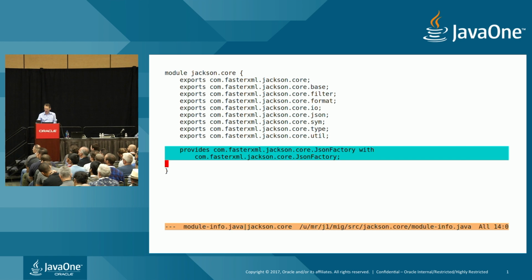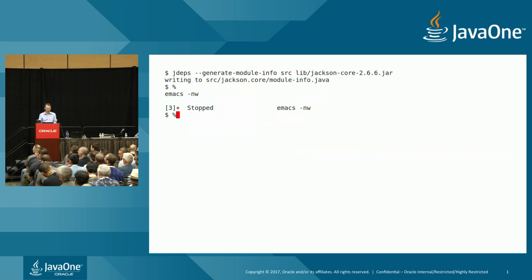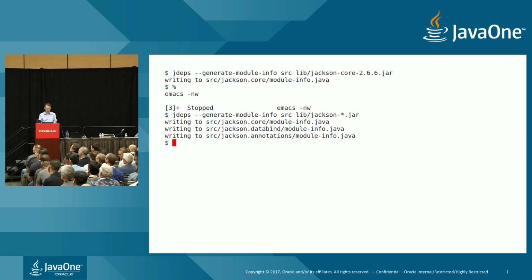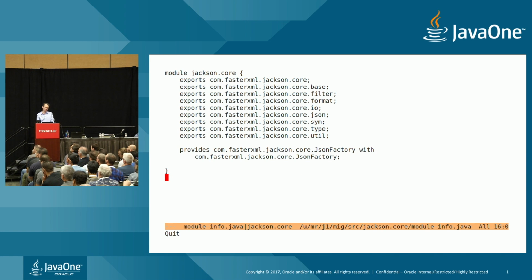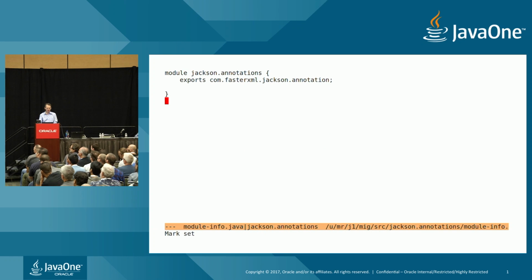Okay. So I can actually generate module-infos for all of these at once. It does all three. So that core one looks pretty good. I probably ought to change the module name to com.fasterxml, whatever, but I'll just leave that here for now for simplicity. Let's look at the annotations module-info, check that out. Okay, it's just going to export one package. That looks all right. Databind module-info.